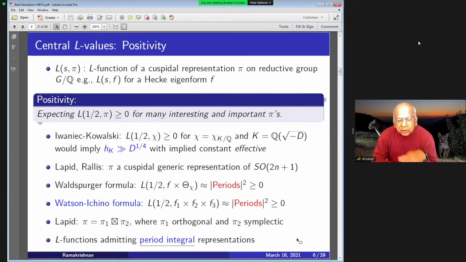And then there are certain L-functions which admit period integral representations. So essentially, this is kind of going to be the same thing that we're going to try to do: to relate the L-values to certain periods, squares, and then times some controllable factors. Okay, so that's our goal.